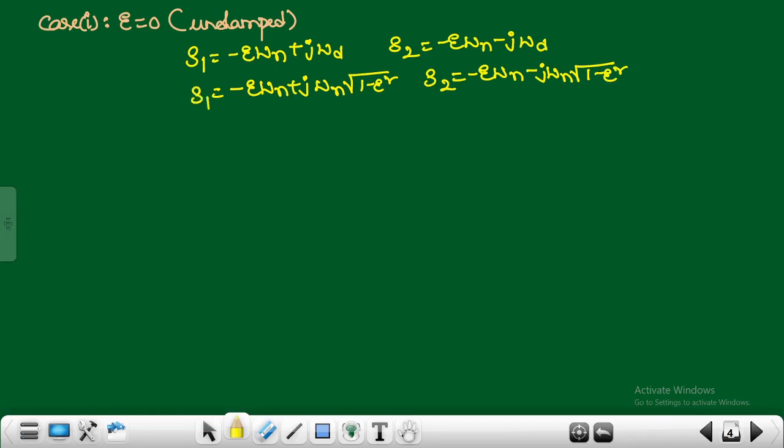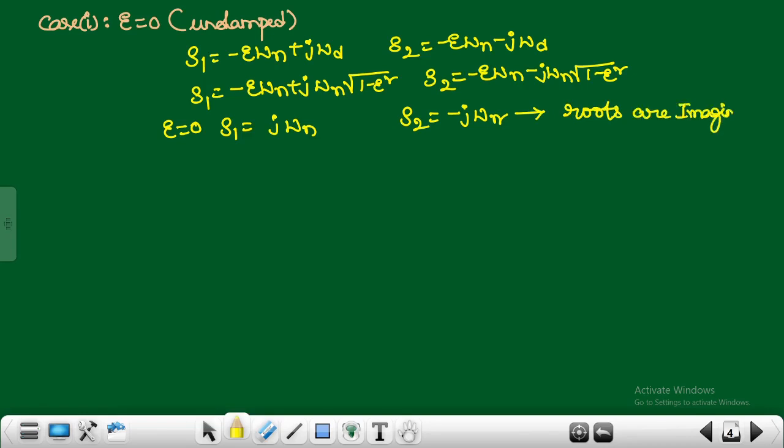Now we are going to substitute zeta is equal to 0. Whenever you substitute zeta is equal to 0, what is the S1 value? S1 will become j omega n. Next, what about the S2 value? S2 will become minus j omega n. That means here you are getting the roots as imaginary, we can write.